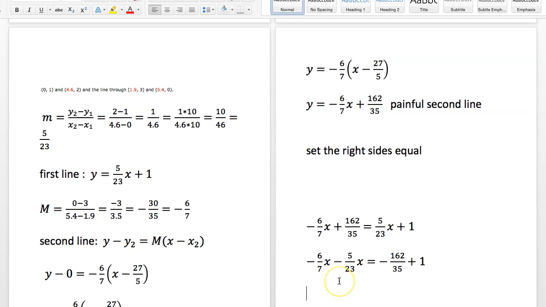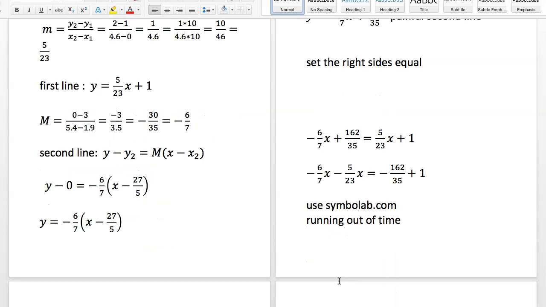Just use a symbolic lab. You can use SymPy. I'm running out of time. You know, it's just irritating algebra.